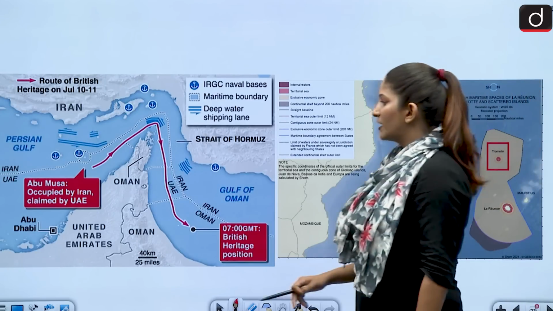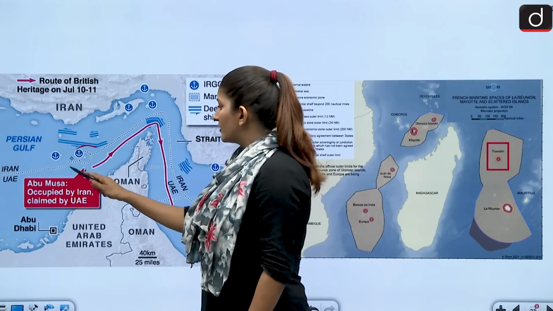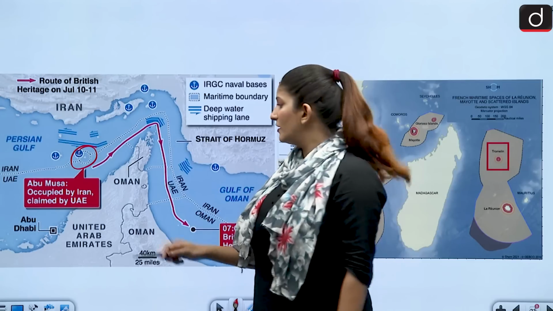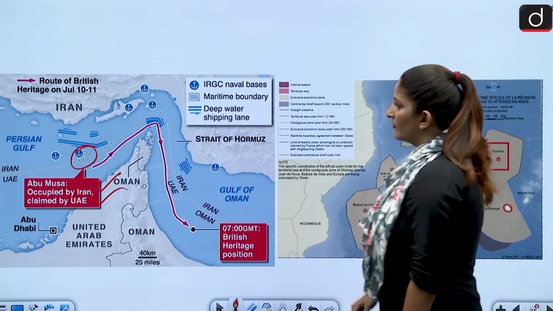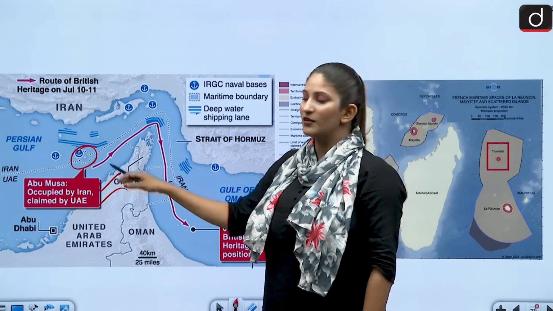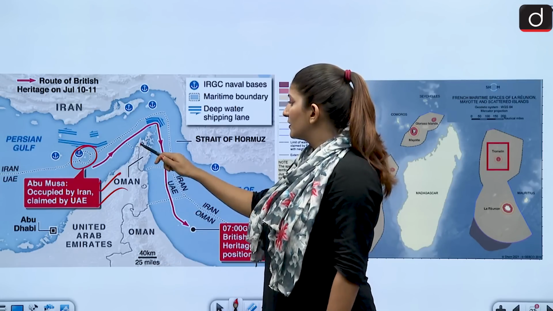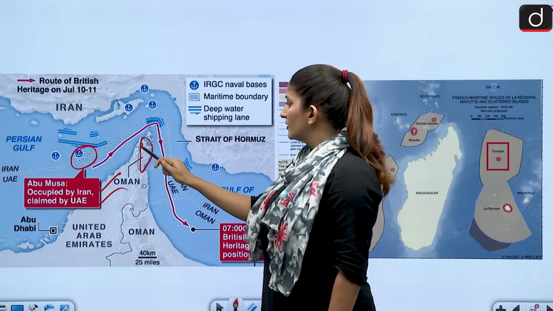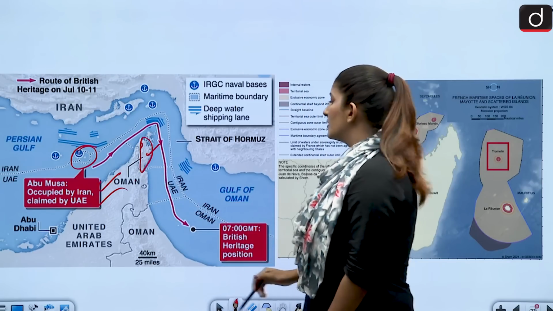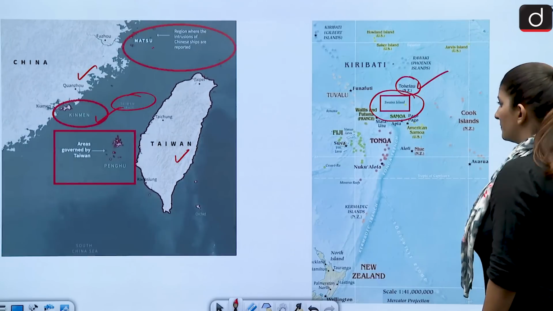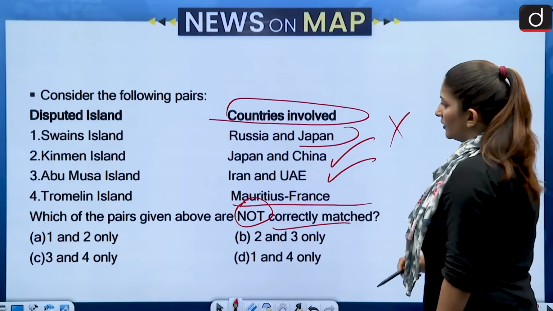Then comes Abu Musa Island. Abu Musa Island is actually a dispute between Iran and UAE. Alright, so you see where is it? First of all, it's in the Persian Gulf, and this is the Musandam Peninsula. This belongs to Oman. Never get confused between that. So yes, Abu Musa, an issue between Iran and UAE.